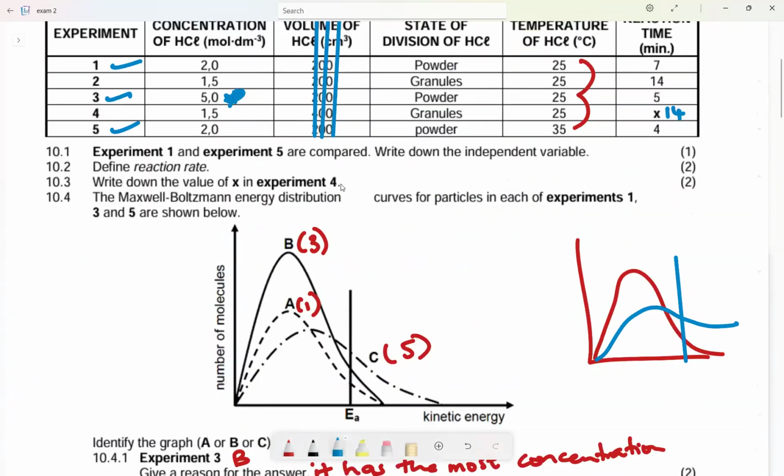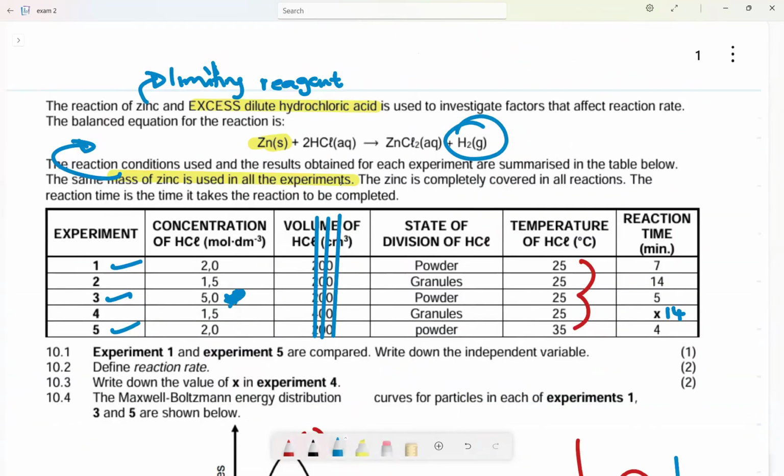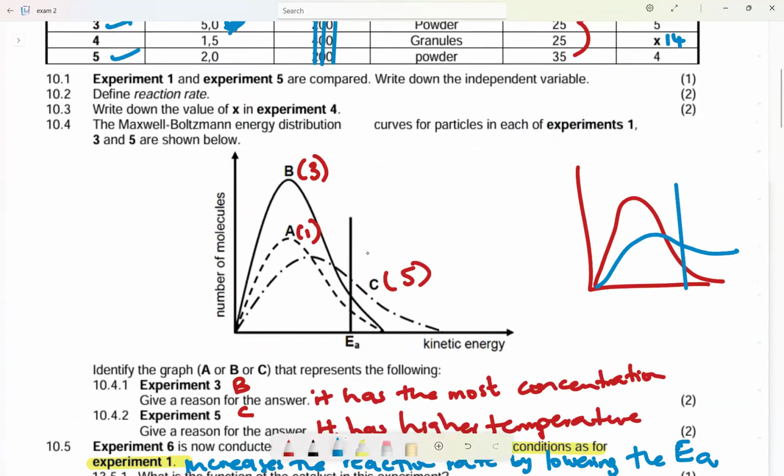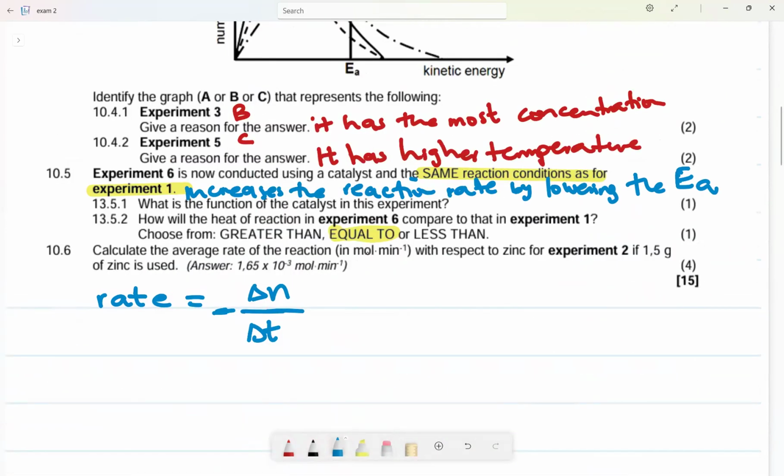But if they wanted the rate maybe of H2, we would have said just rate is equal to change in number of moles of H2. This is number of moles of zinc. Okay, let's just specify number of moles of zinc. But now, do we have number of moles of zinc? No, we do not have number of moles of zinc initially. Why? Because what we are given here is the mass. Okay, so we're going to say number of moles is equal to mass divided by molar mass.